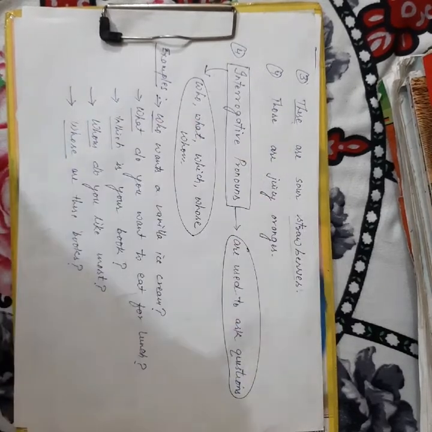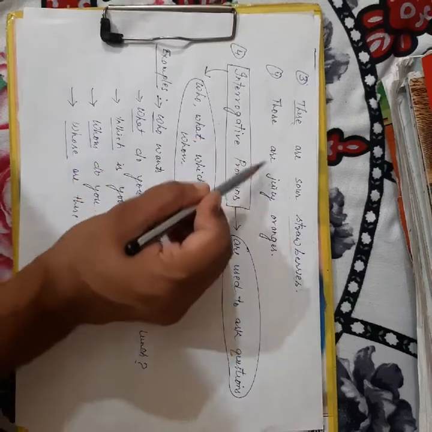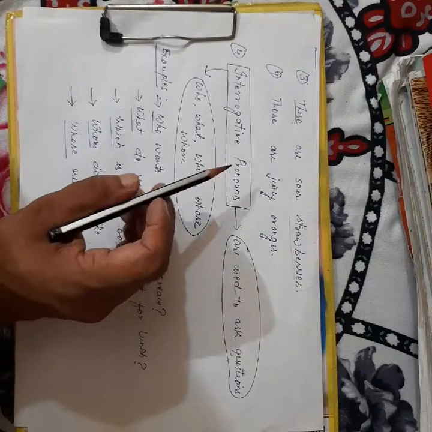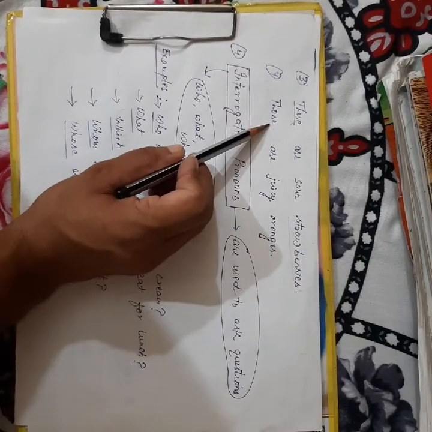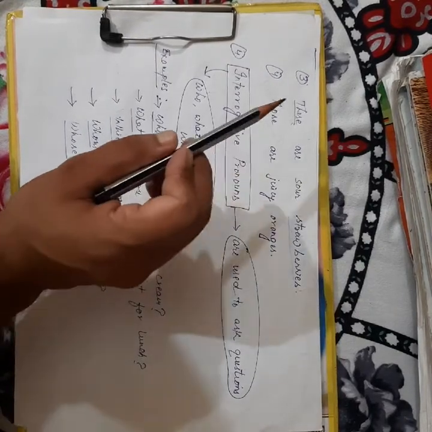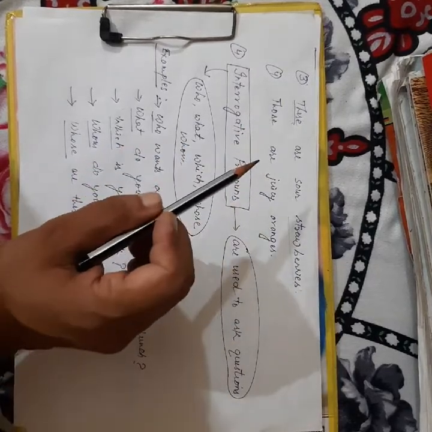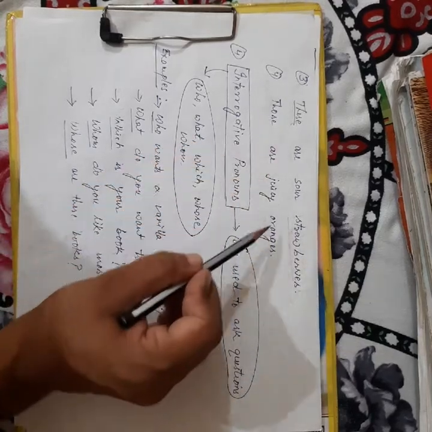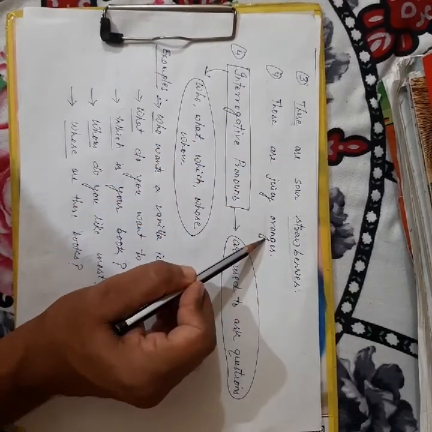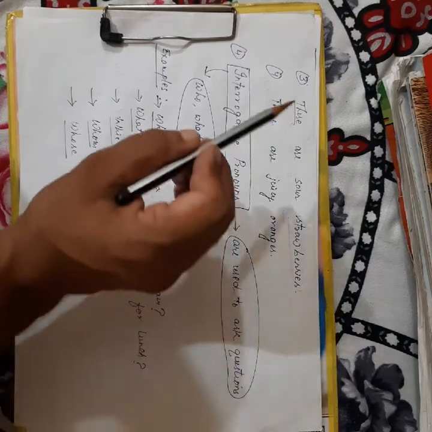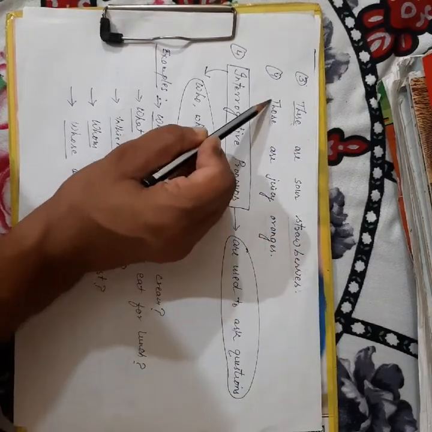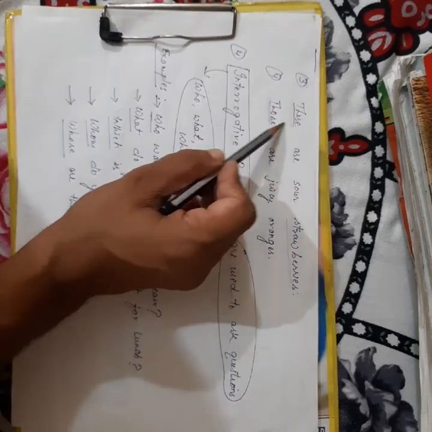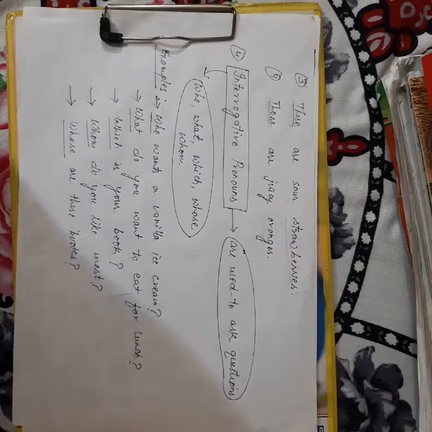Okay, next, those are juicy oranges. Again in this sentence, those is used here as a demonstrative pronoun, and those is actually pointing out juicy oranges. So this word is pointing out oranges, objects, and those again is used here as demonstratives. Okay, so these are your demonstratives.